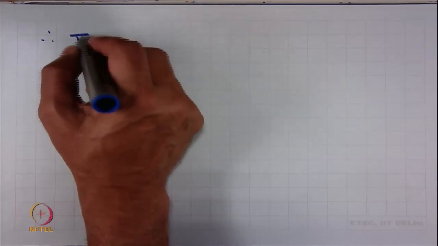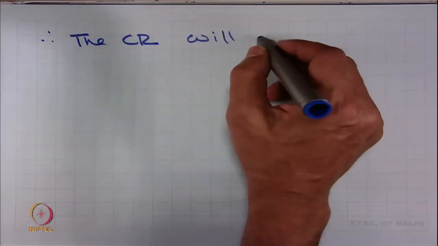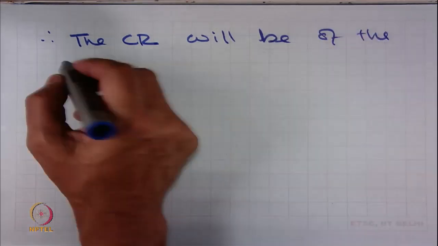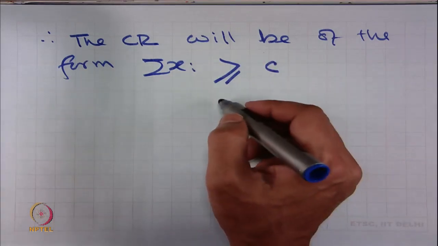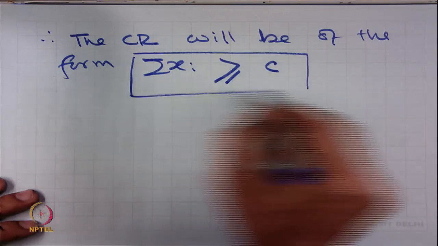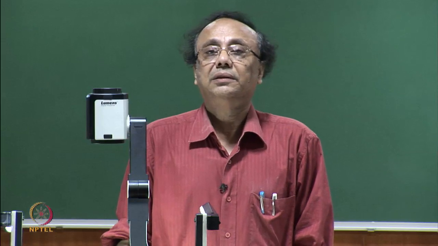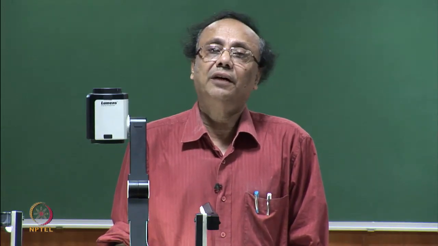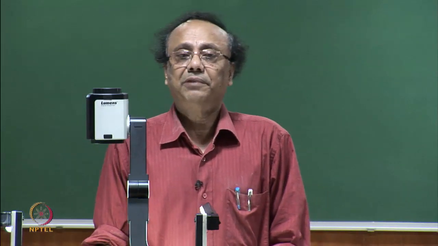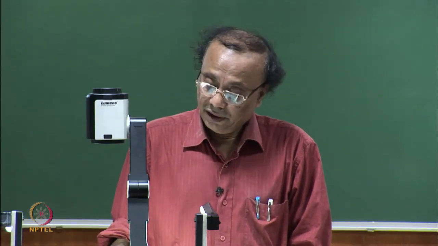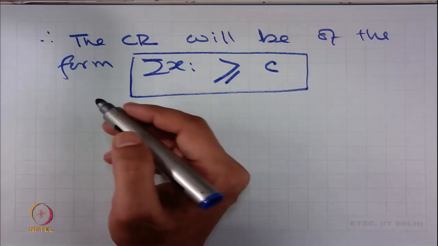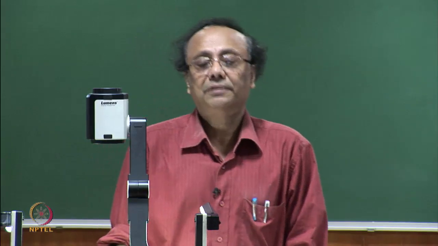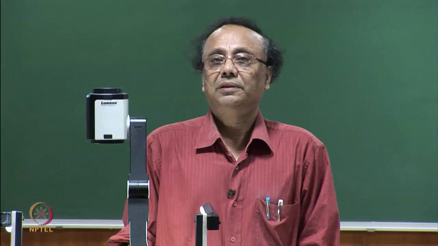Therefore, the critical region will be of the form Σxi is greater than or equal to a constant C. In other words, we will reject the null hypothesis that the probability of a head for this coin is half. We will reject that in favor of the probability of getting a head being 3 by 4 if Σxi, the number of heads, is greater than some constant, which is very intuitive, because the alternative here is 3 by 4, which is bigger than the null hypothesis value, that is half.